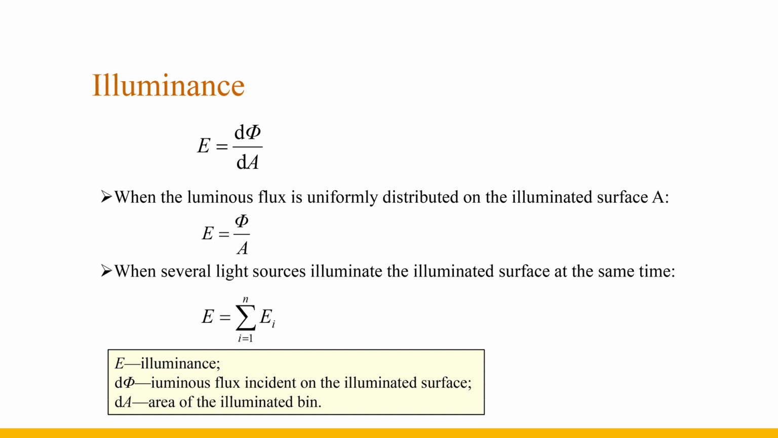Illuminance represents the luminous flux density on the illuminated surface. The differential sign can be removed when the luminous flux is uniformly distributed on the illuminated surface. When several light sources illuminate the illuminated surface at the same time, the illuminance is equal to the sum of the illuminance of each light source on the illuminated surface. The unit of illuminance is lux, and the symbol is lx, which means that a luminous flux of 1 lumen is evenly distributed on an illuminated surface of 1 square meter.